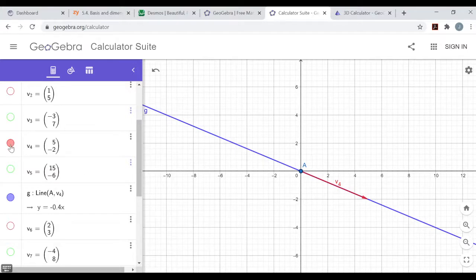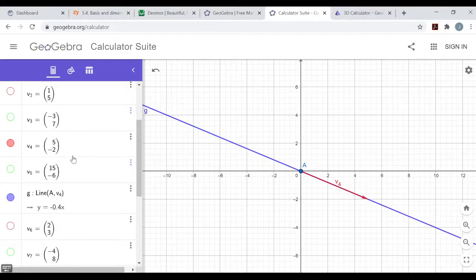But you see how it's also the span of the green vector, right? So it's definitely the span of both of these. And can you see how one of them is unnecessary? So I wouldn't need 15, -6, say, and then 5, -2 would be enough so that the span is equal to this line.